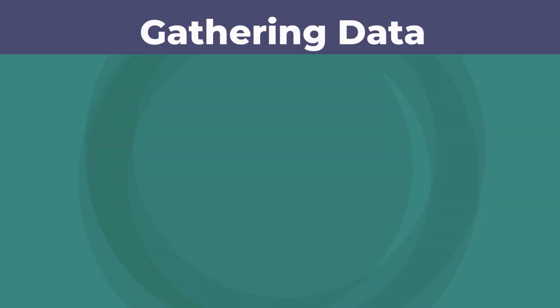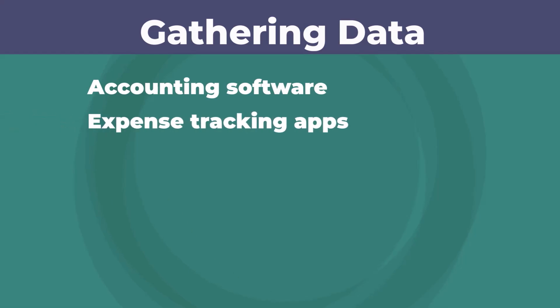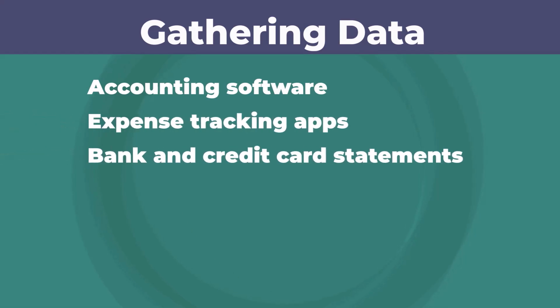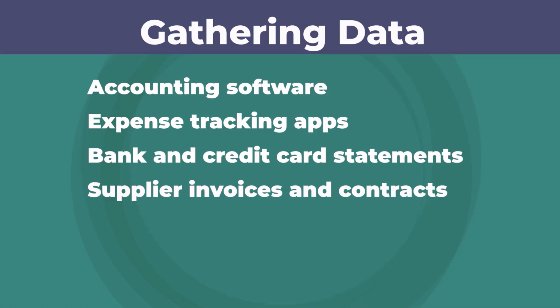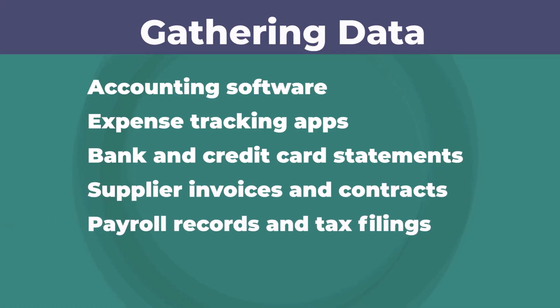The first step is gathering your historical expense data, which will serve as the baseline for your future projections. Collect data from sources such as accounting software, expense tracking apps, bank and credit card statements, supplier invoices and vendor contracts, payroll records, and tax filings. Having at least 12 months of historical data is critical, but 3 years of data can provide deeper insights into cost trends and seasonality. Business expenses generally fall into two main categories, fixed or variable. But there are some other types to consider.